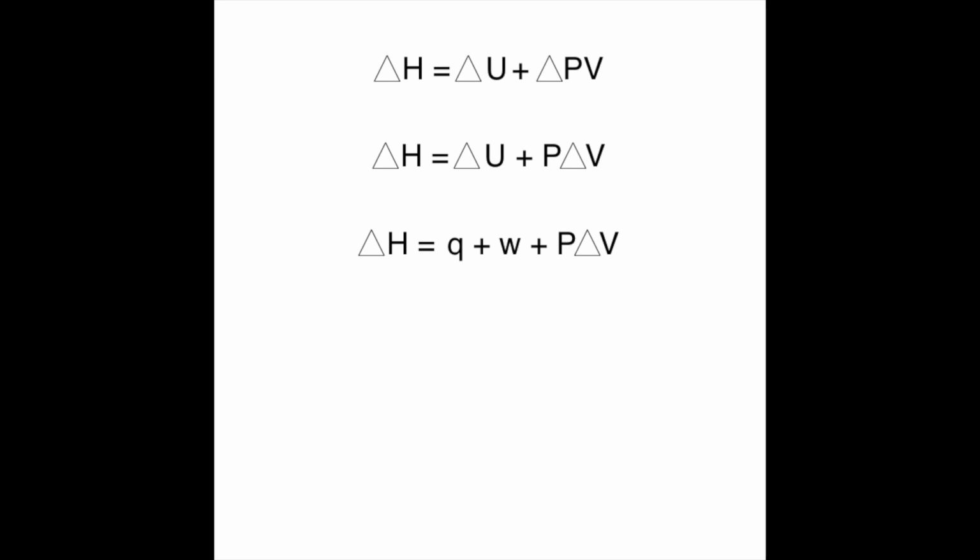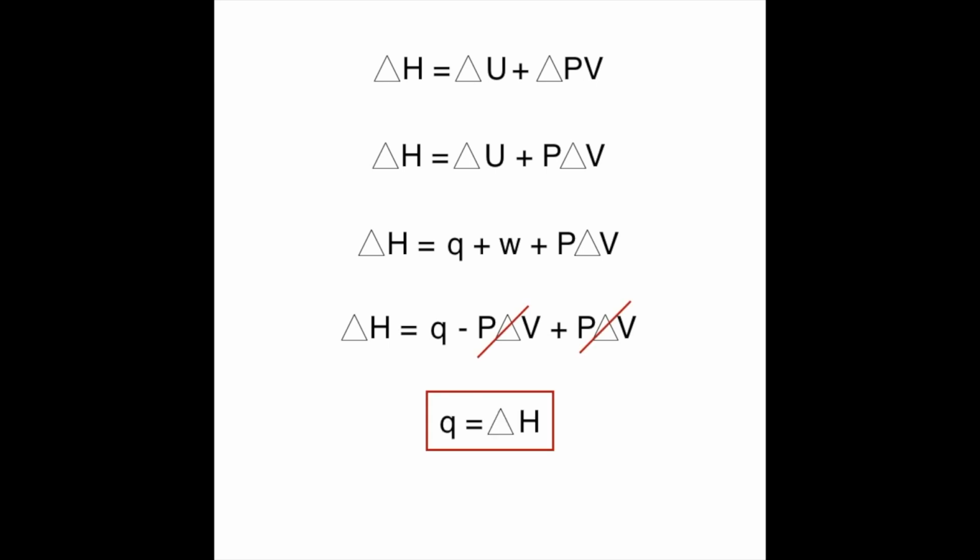We know that work is equal to negative P times the change in V, so we can substitute this in as well. We can see here that the negative P times the change in V and the positive P times the change in V cancel each other out. This finally leaves us with the heat of reaction being equal to the change in enthalpy.